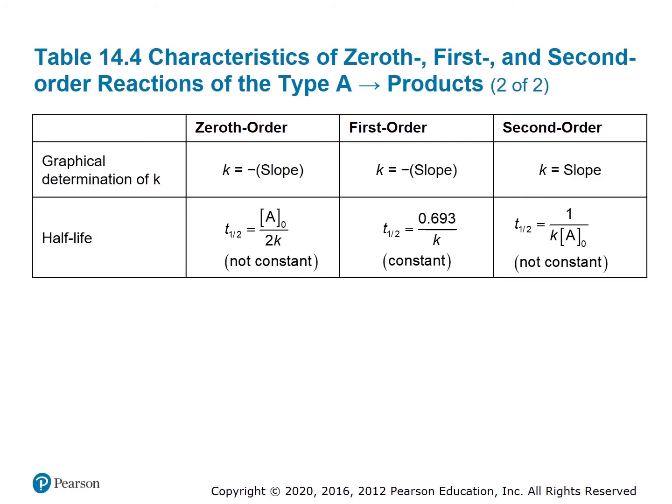In each case, the graph gives the value of the rate constant, where k is equal to the slope of those straight lines, or the negative of the slope for zero and first-order reactions. And the half-life formulas are shown here as well. Only first-order reactions have a constant half-life. For a zero-order reaction, each successive half-life is shorter than the previous one, while for a second-order reaction, each successive half-life is longer than the previous one. All of them depend on the rate constant, however.